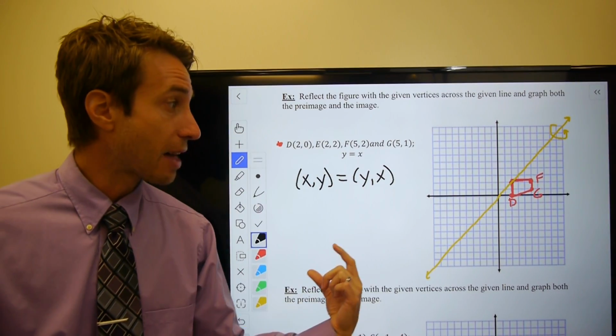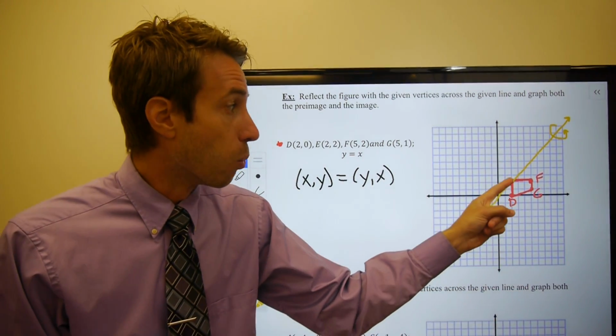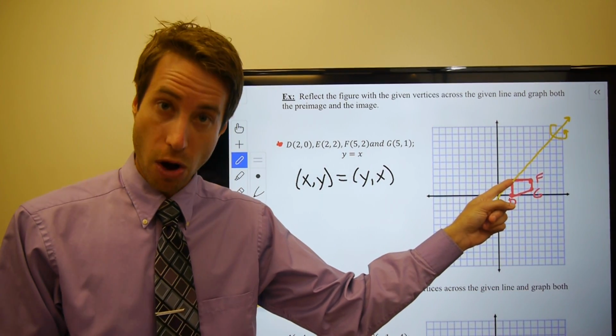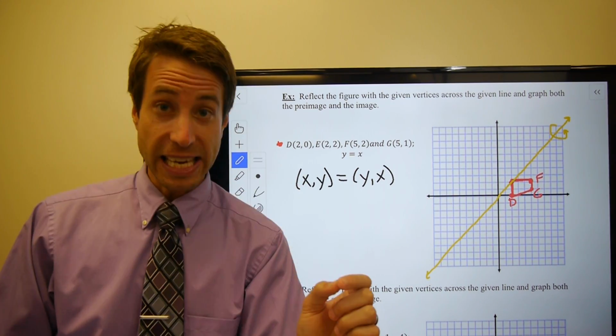Now, before we apply those transformations, please notice that one of my vertices is on the line of reflection, which means its reflection is itself.